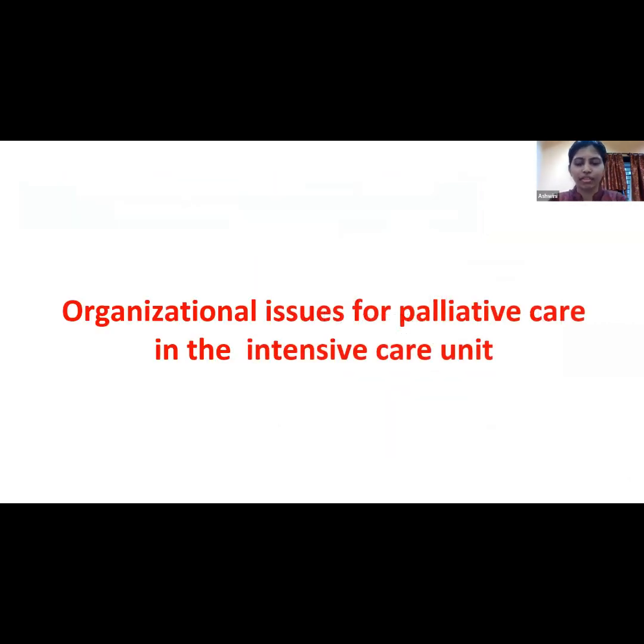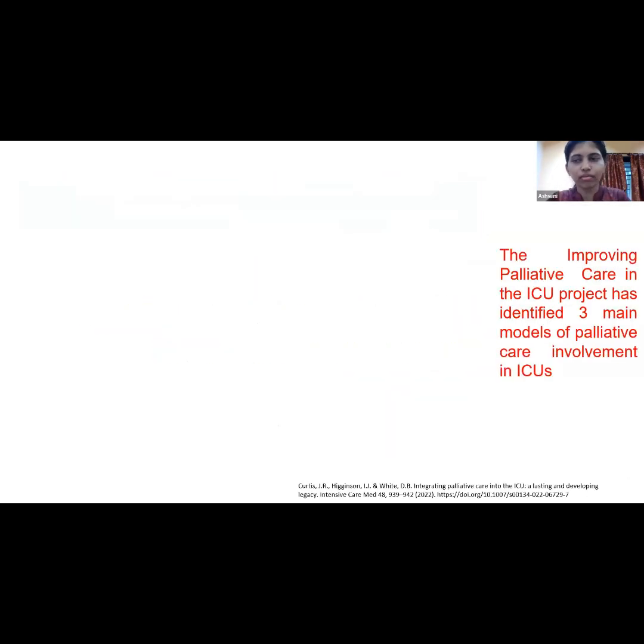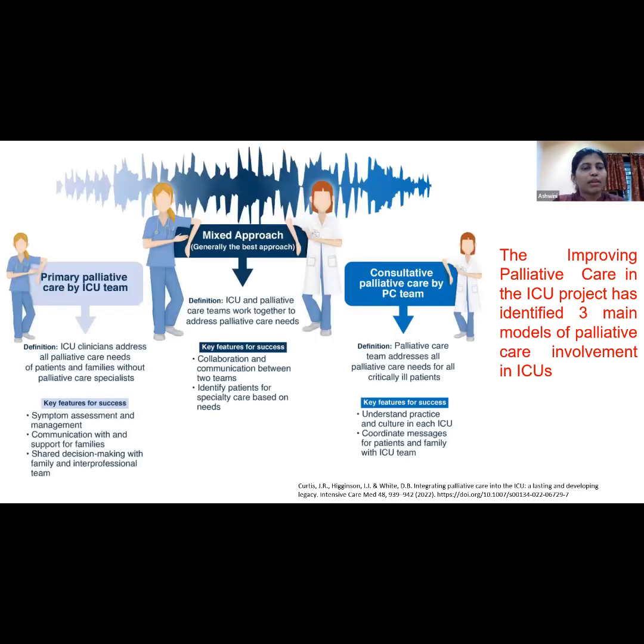Coming to the organizational issues for palliative care in the intensive care unit. The Improving Palliative Care in the ICU project has identified 3 main models of palliative care involvement in ICU. The first one is primary palliative care by the ICU team. In this, ICU clinicians address all palliative care needs of patients and families without palliative care specialists. The key features for success are symptom assessment and management, communication with and support for families, and shared decision-making with family and the interprofessional team.